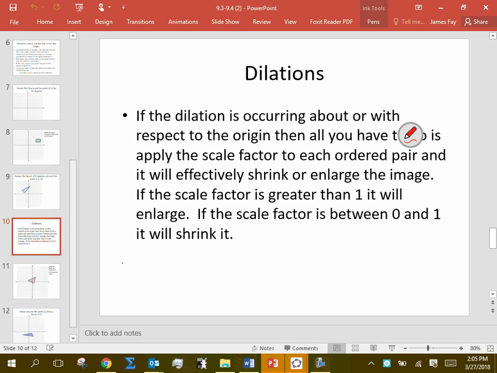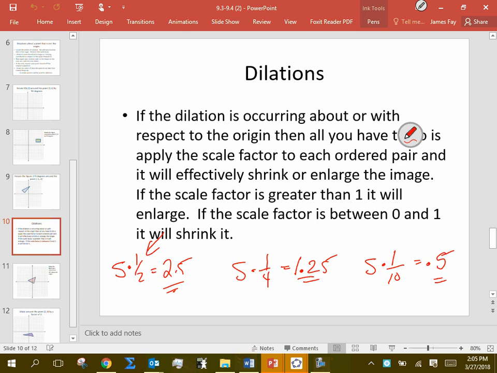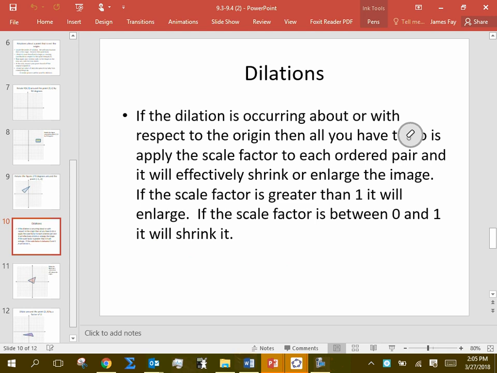If I multiply, what's 5 times a half? 2.5. What's 5 times a fourth? 1.25. What is 5 times a tenth? It's 5 over 10, so 0.5. What is happening to that number? Getting smaller. But all of these numbers are between 0 and 1, aren't they? So every time I multiply by a fraction between 0 and 1, I'm going to get a reduction.